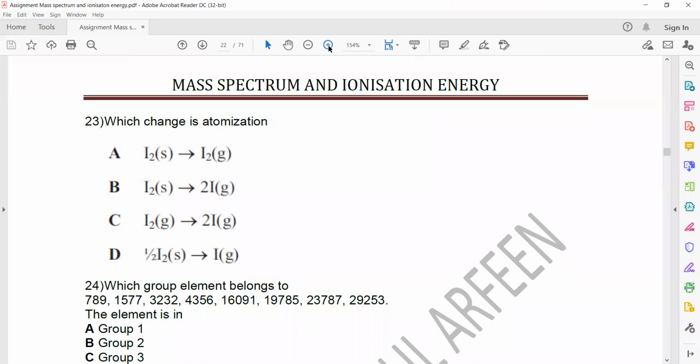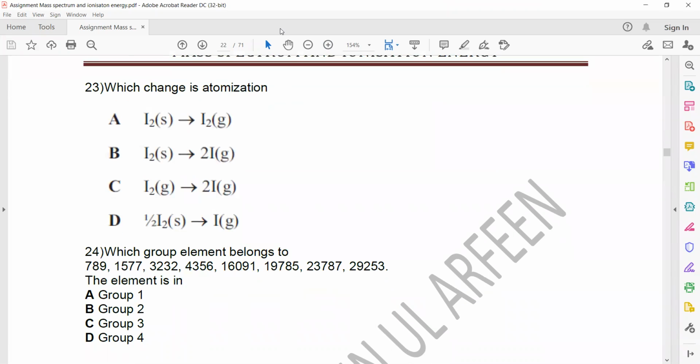Question 23. Which changes atomization? Atomization means when we form 1 mole of gaseous atoms from the element. So D is the right answer. Which group does the element belong to? When we check 789, 1500, 3000, 4000, then there's a big jump, 16,000. So it means it has 4 electrons in the outermost shell. So it belongs to group 4.